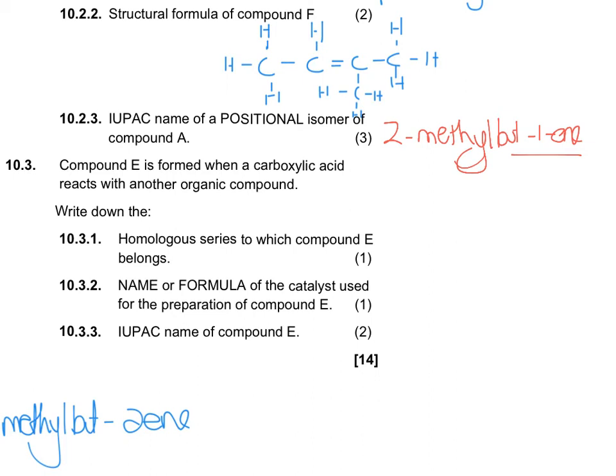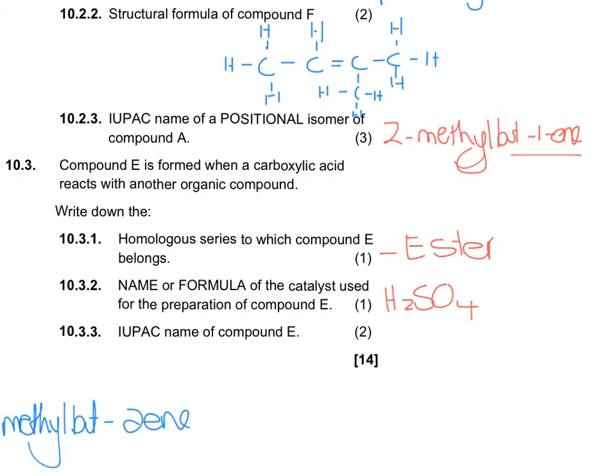Okay, then we get to compound E. Oh, look, compound E is the ester. I'm hoping you're starting to see a trend here. Compound E is formed when a carboxylic acid reacts with another organic compound. Write down the series to which compound E belongs. It's an ester. Name or formula of the catalyst. Reaction conditions, H2SO4, sulfuric acid.